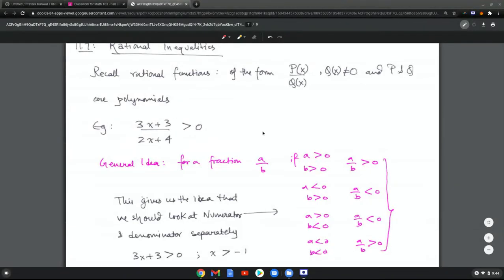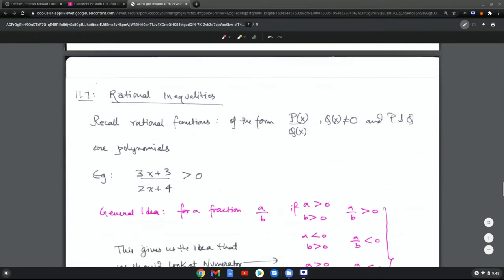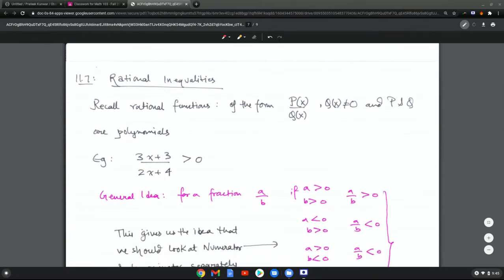Okay, if we go by the sequence of things that we've learned, after we learn quadratics, or rather, after we learn trinomials and factoring of trinomials, we looked at rational functions. Because the method is very much similar, we are going to learn about rational inequalities.